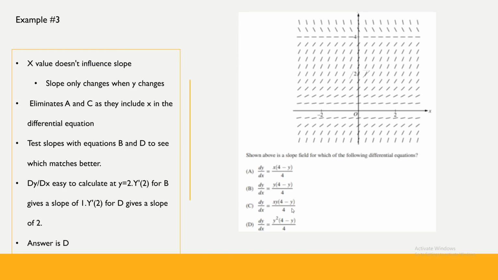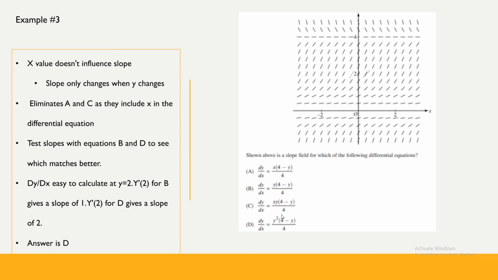So now we need to test a couple points with differential equations b and d to see which one matches better. So let's look at y equals 2. So if we plug in 2 to b, we get 4 minus 2, which is 2, times 2, which is 4. 4 over 4 is 1. So at y equals 2 for b, we should see a slope of 1 if this one was true.